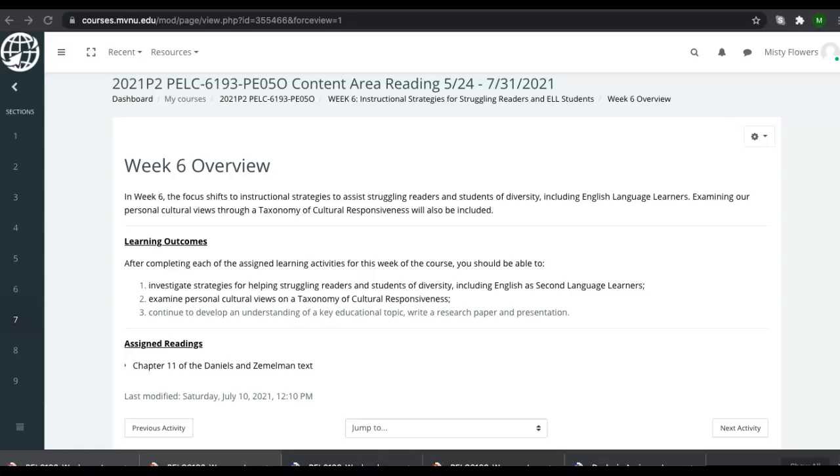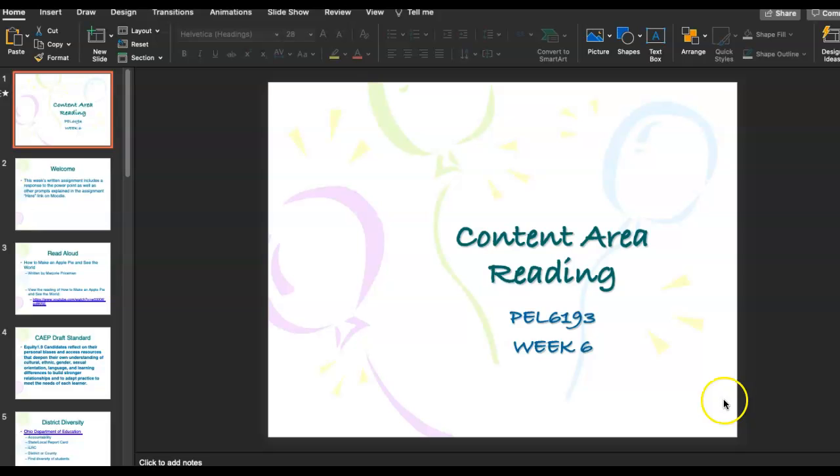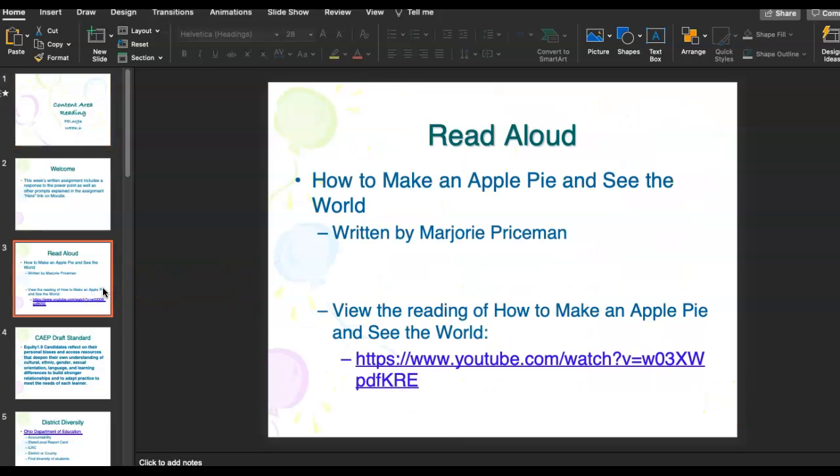Now, let's take a look at our PowerPoint for week 6. The read aloud this week is How to Make an Apple Pie and See the World by Marjorie Priceman. On your PowerPoint response activity, this is response number 2. How would you use this text in your classroom?